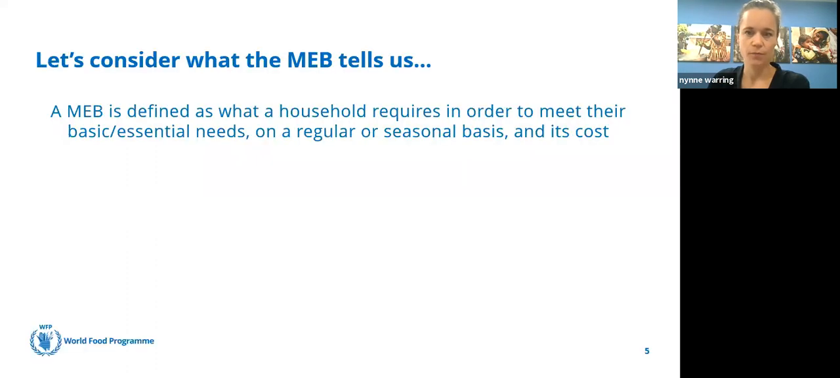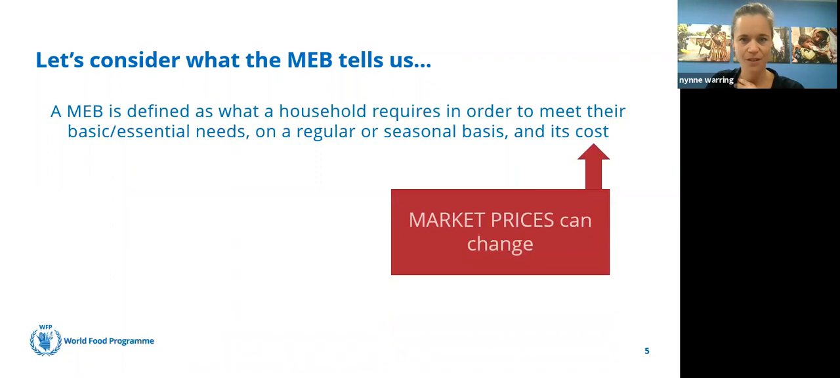So I think a good place to start is to go back to the definition that we were just looking at and think about what the MEB is actually telling us. So we have the definition here again. I'm not going to read it out, but the way that I like to think about this is that there are two major things that can really change with the MEB. We talk about cost, how much it costs for households to cover these needs. That's the MEB threshold. So of course, costs can change. Costs usually change over time because market prices change. That's the first thing that we'll talk a little bit about.